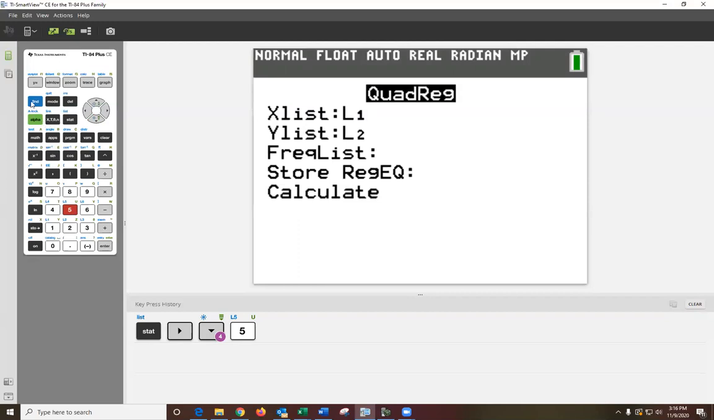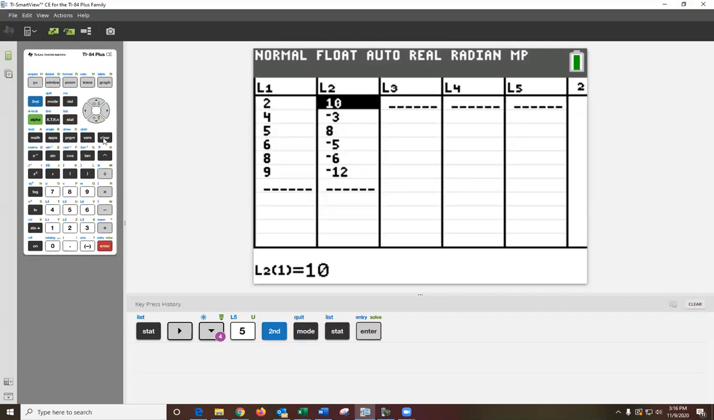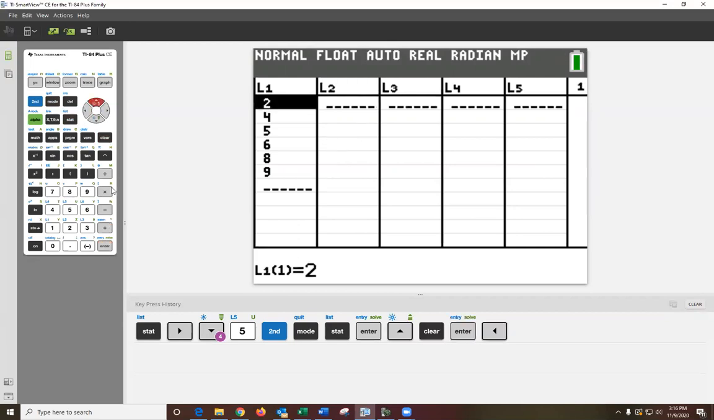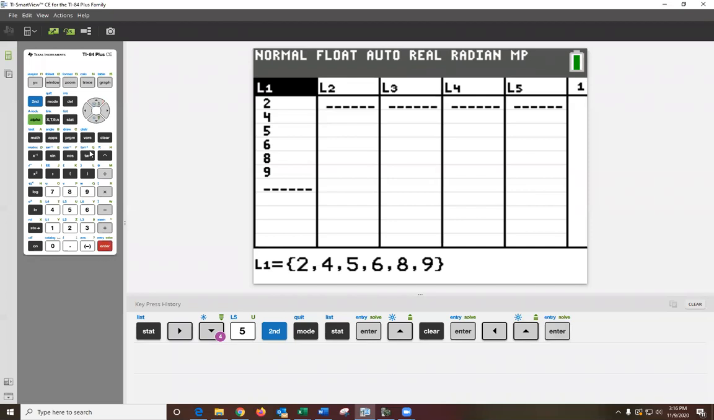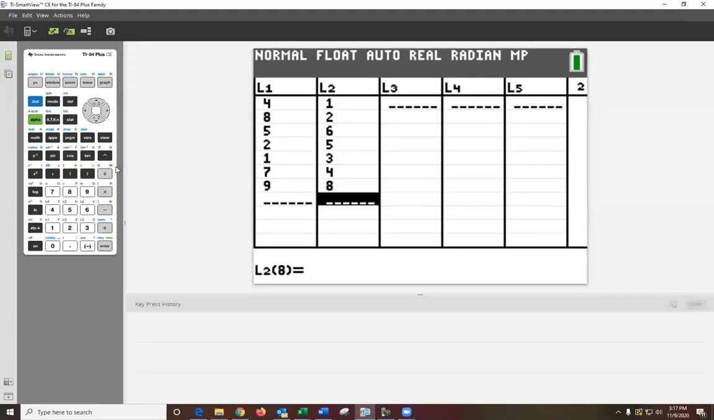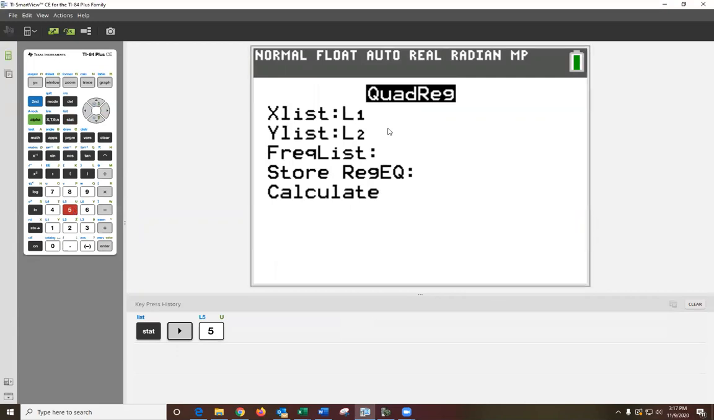But of course, first I'm going to need to go to stat enter and put in some data. And I'm going to put in some new data. Let's see, did I hit the clear button? I guess not. Okay, and I've got some data. How cool is that? So I'll go to stat, right, 5 for quadratic regression.